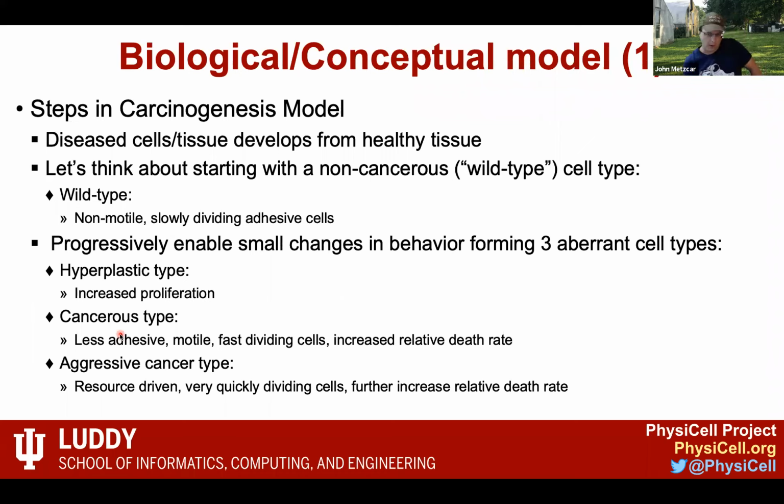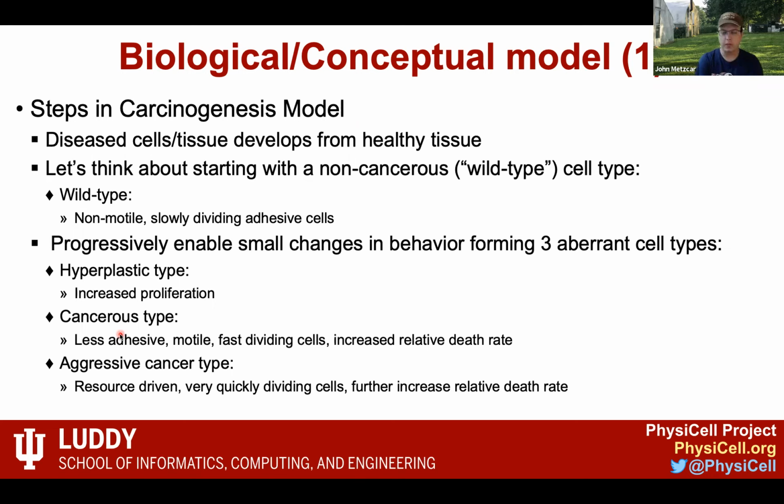So for our model, let's use this concept of carcinogenesis, what I'm calling the steps in carcinogenesis model. So diseased cells and tissues develop from healthy tissue. So thinking about that, to be honest, this notes thing isn't working with me, so I'm going to do my best to just ignore it. So diseased tissue starts from healthy tissue. So we can think about first a well cell, a cell that isn't diseased. So we'll call that non-cancerous cell the wild type cell.